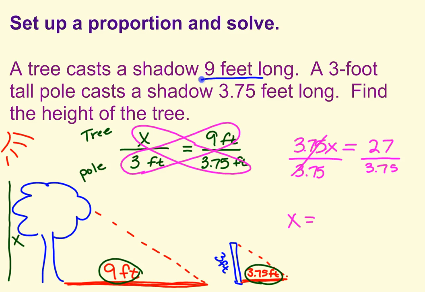Now because that's a decimal, I'm okay with a decimal answer. I don't have to try to reduce. I'm not going to reduce with a decimal within the fraction anyway. So I just grab my calculator and I divide that, and I get 7.2.